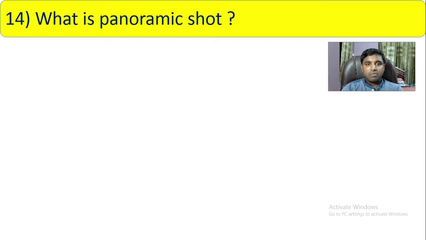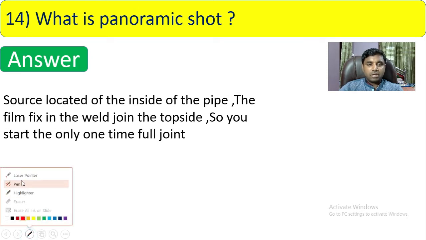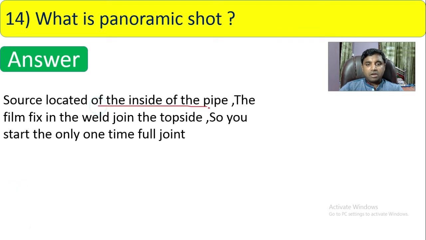What is panoramic shot? So the answer is, the source is located inside of the pipe and the film is fixed on the weld joint, the outside. So you start only one time, the full joint, so in one time all joints will be completed. That is called the panoramic shot.